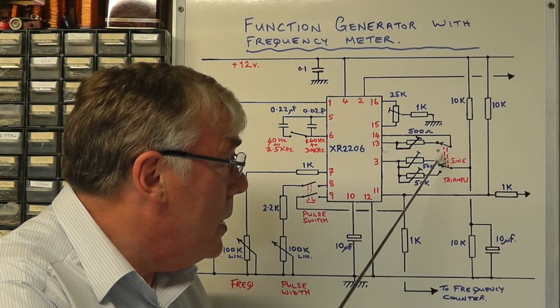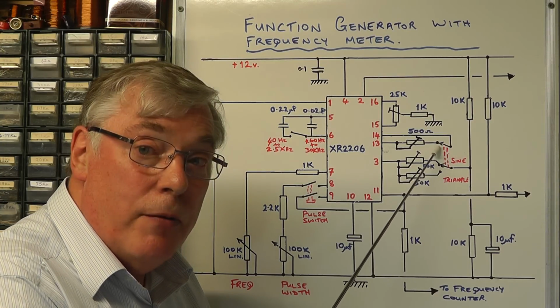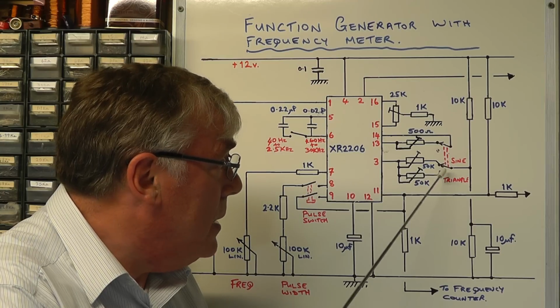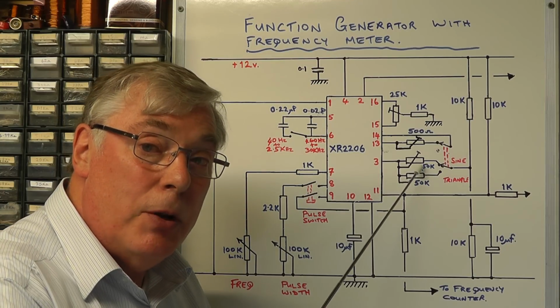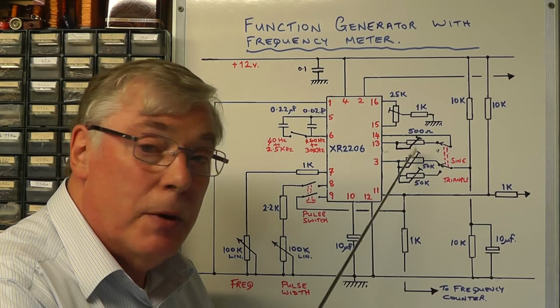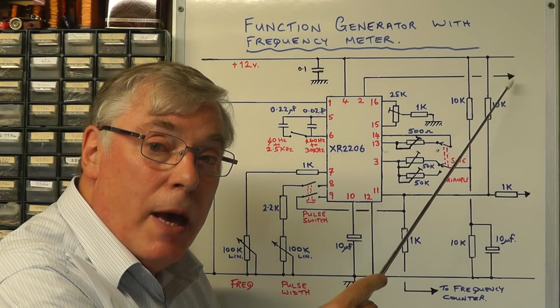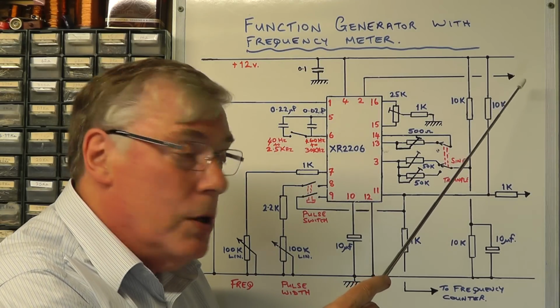So as we switch the switch there between sine wave and triangular waveform, I'm also switching in a different preset to set the amplitude of the output signal. And in that way we can adjust these two trimmers so that both the sine wave and the triangular wave coming out are of equal amplitude.